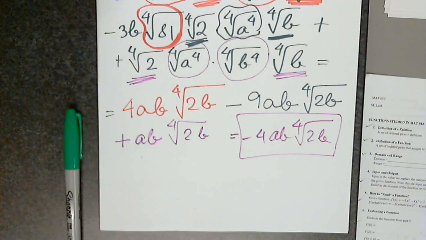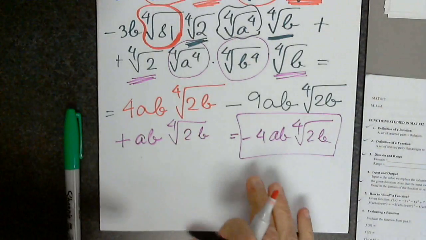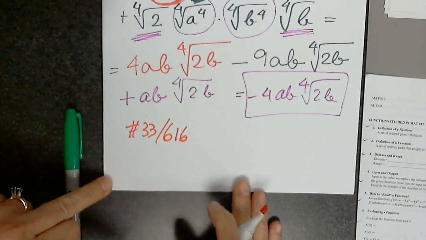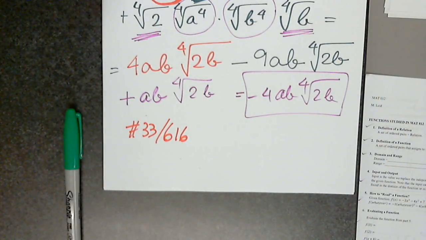Any questions? It was a lot of work on this one. I think we should choose one more. Would you agree? Okay, so let's say 33 on page 616. 33 on 616.